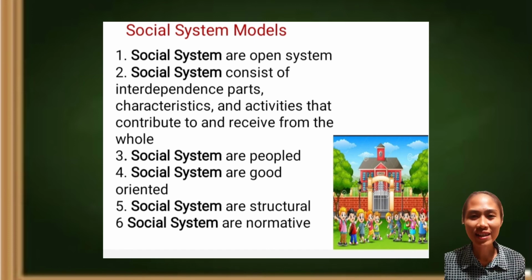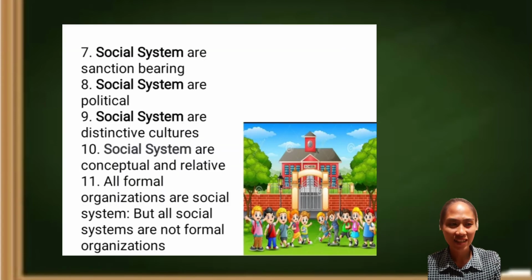Number 6. Social systems are normative, because it helps create the regularized patterns seen in the behavioral structure. Number 7. Social systems are sanction-bearing because, being socially valuable to members of the community, social sanctions play an important role in the creation and maintenance of social order.